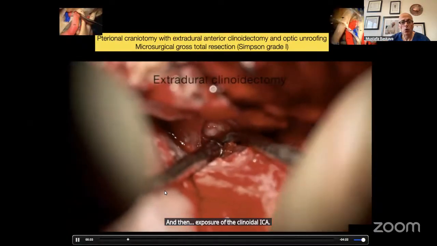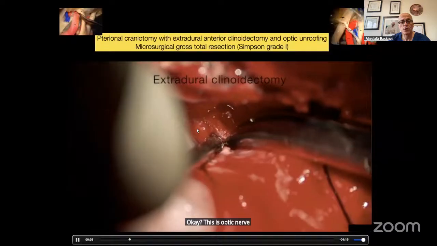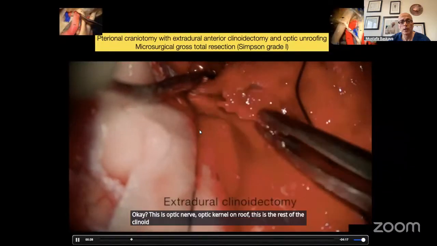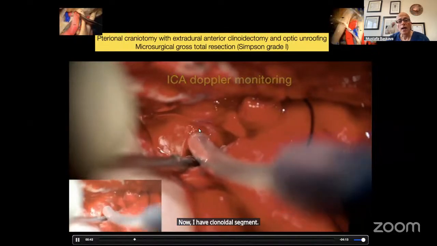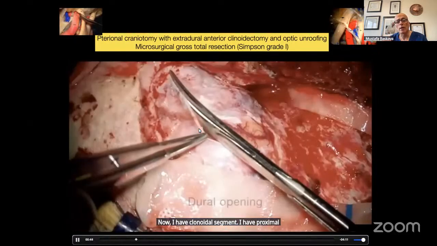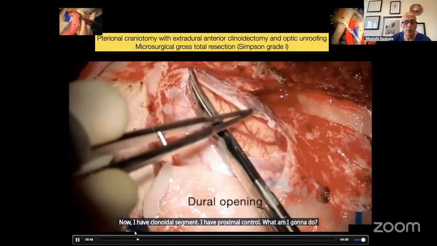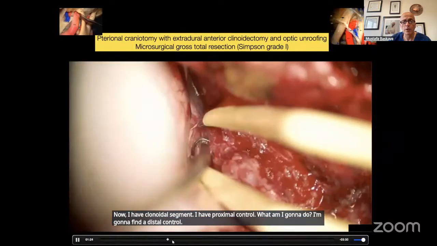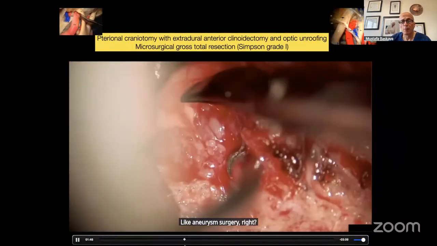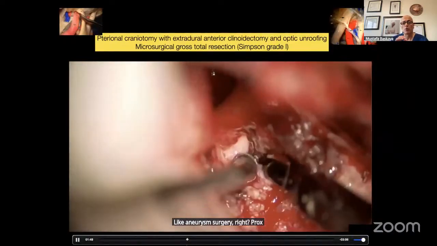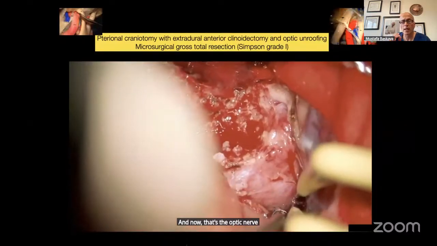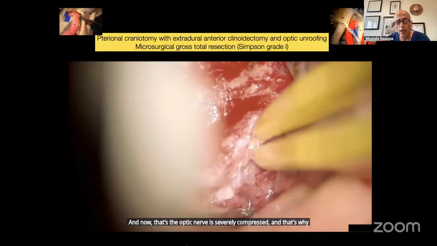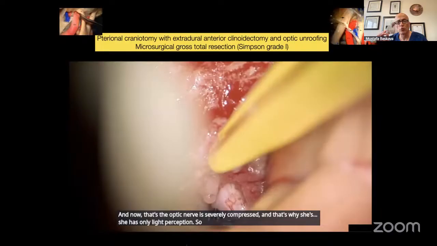Okay, this is optic nerve, optic canal and roof. This is the rest of the clinoid we are removing. Now I have clinoidal segment. I have proximal control. What am I going to do? I'm going to find the distal control, like aneurysm surgery, right? Proximal control, distal control. And now the optic nerve is severely compressed, and that's why she has only light perception. So what I'm trying to do, exploring.